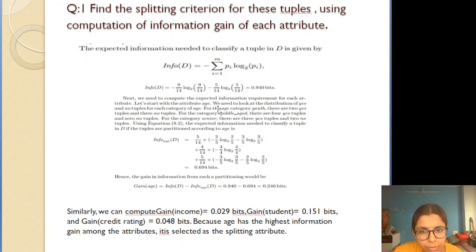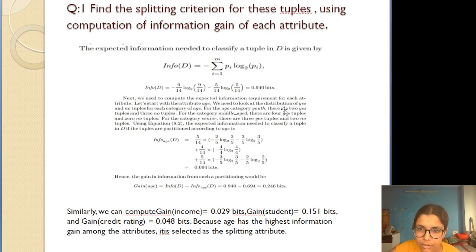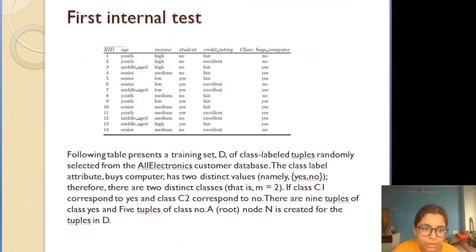Now next we need to compute the expected information requirement for each attribute. Now there are many attributes, right? We have age, we have income, we have student, we have credit rating, and for each and every attribute we need to find their information requirements. Okay, so let's start with the attribute age. We need to firstly look at the distribution of yes. So we firstly have to take the yes, and with yes we have to find the age values.